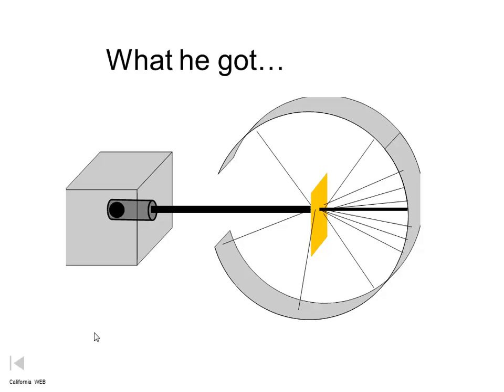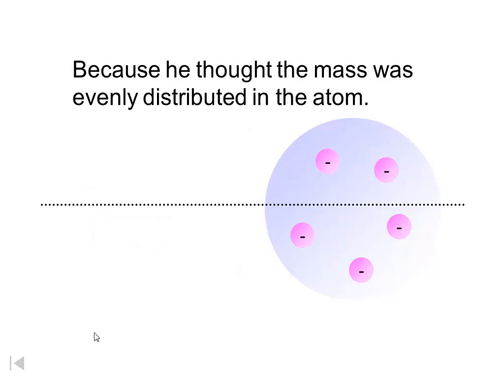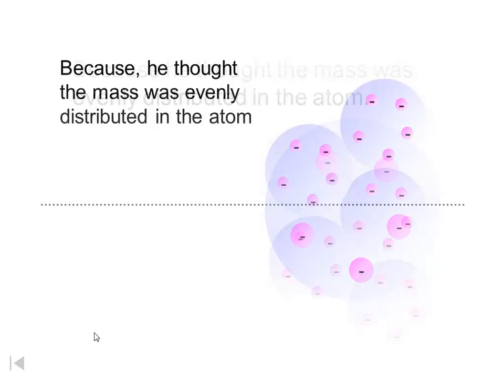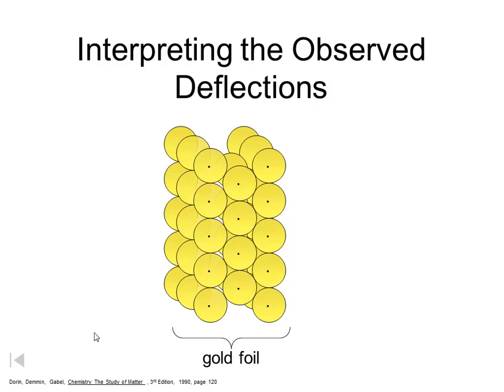What Rutherford said was, it was kind of like if you took a piece of paper, shot a bullet through it, and it bounced back. That's how surprised he was. So he thought originally that it would just be able to go through because of an even mass distribution. So he thought that the beams would just go through.